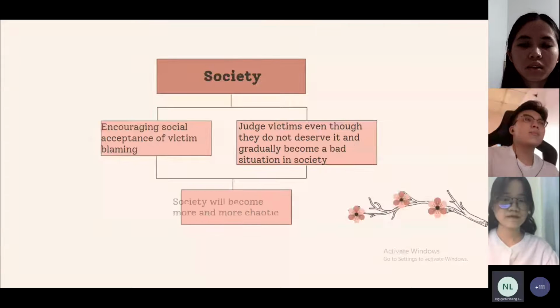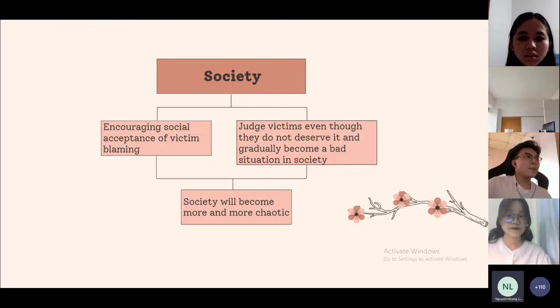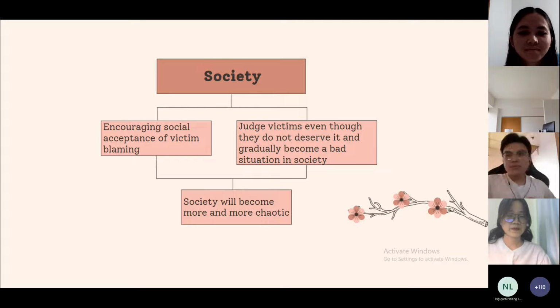The next one is about society. Society includes encouraging social acceptance of victim blaming and judging victims even though they do not deserve it, and gradually it becomes a bad situation in society. This will lead to society becoming more and more chaotic.